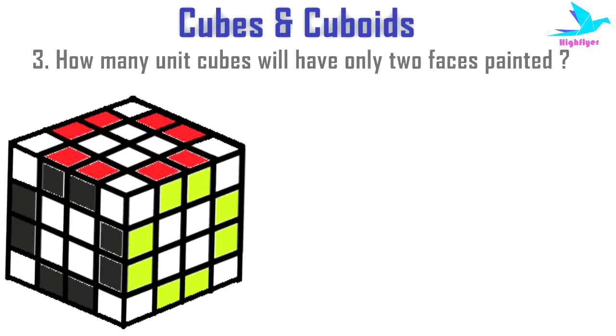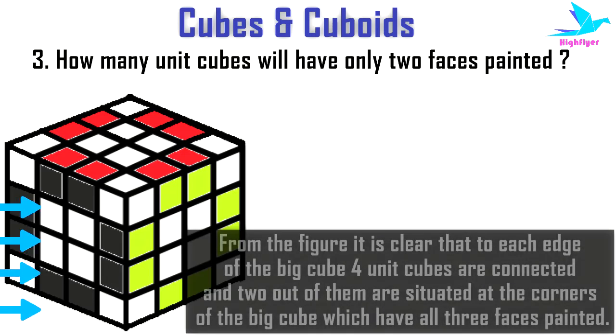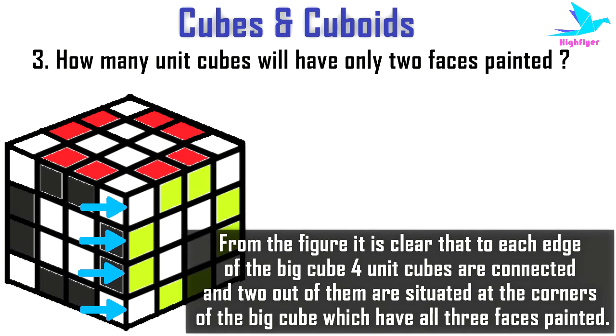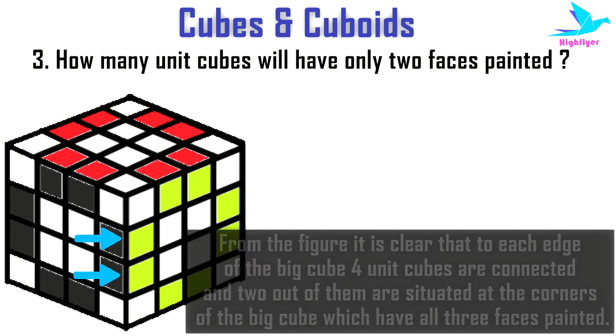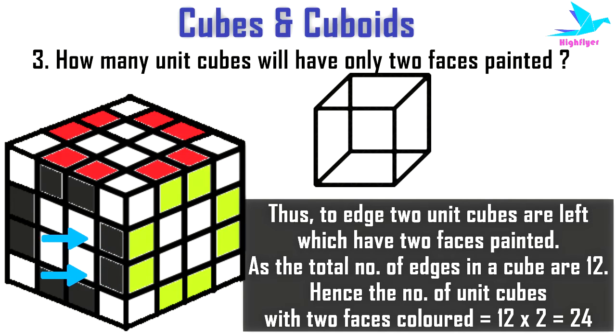Next question, how many unit cubes will have only 2 faces painted? In the figure we can see that on each edge of the big cube, 4 cubes are connected and 2 of them are situated at the corners of the big cube, which have all 3 faces painted. Hence, after removing those, 2 unit cubes are left, which have 2 faces painted. As the total number of edges in a cube is 12, the total number of cubes with 2 faces colored will be 12 times 2, that is equal to 24.